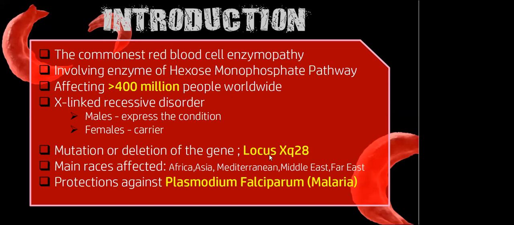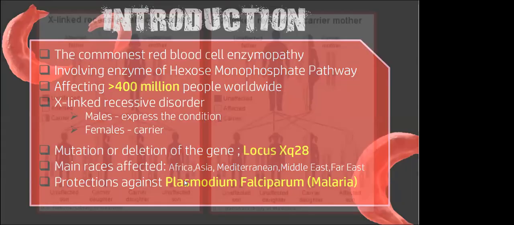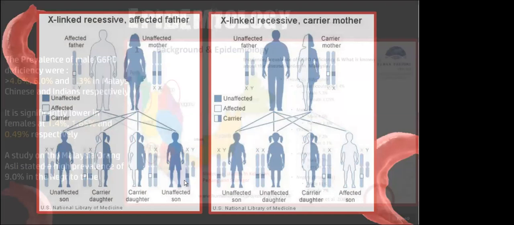But the good thing about G6PD is that they get protection against Plasmodium falciparum in the malaria infection. Because we know the parasite infects the red blood cell, while in G6PD deficiency, the red blood cell has increased oxidative stress, so it will give a negative influence to the parasites, the Plasmodium falciparum. Okay, so this is what I mentioned here.